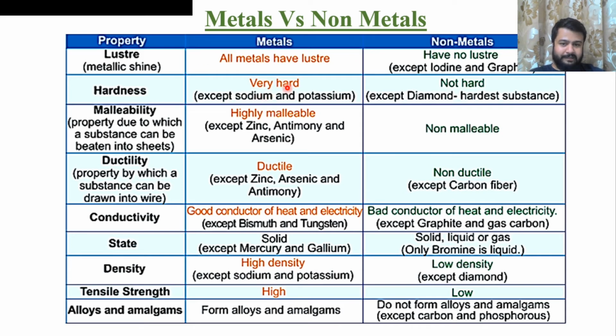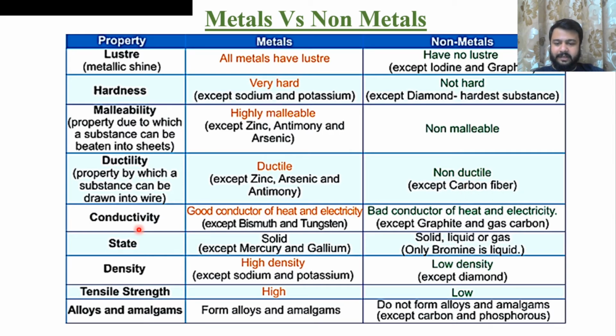Hardness, most of the metals are very hard. Again, exceptions are sodium and potassium. You have to remember non-metals are totally opposite to the metals. Diamond is the hardest non-metal we have on the earth. Now malleability. Malleability means property due to which a substance can be beaten into sheets with the help of hammering or rolling. So metals are highly malleable except zinc, antimony and arsenic. Ductility, property by which a substance can be drawn into wire. Metals are mostly ductile. Exception cases again zinc, arsenic and antimony. These are non-ductile metals. In case of elements, most of the non-metals are non-ductile except the carbon fiber.